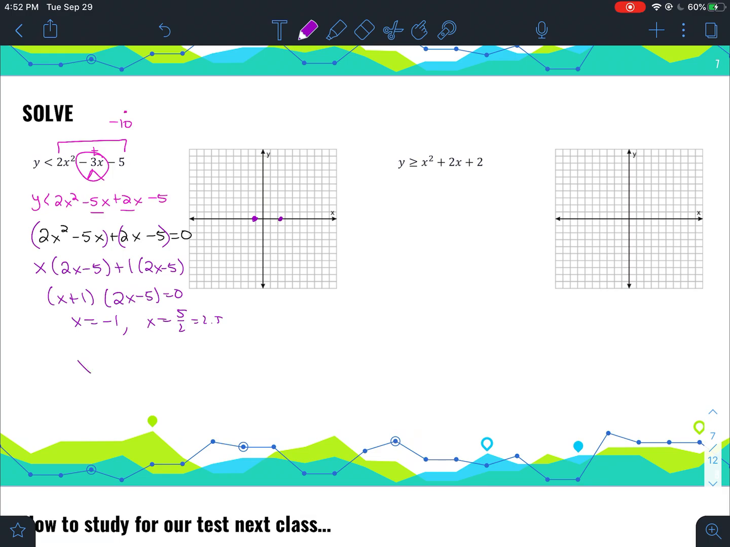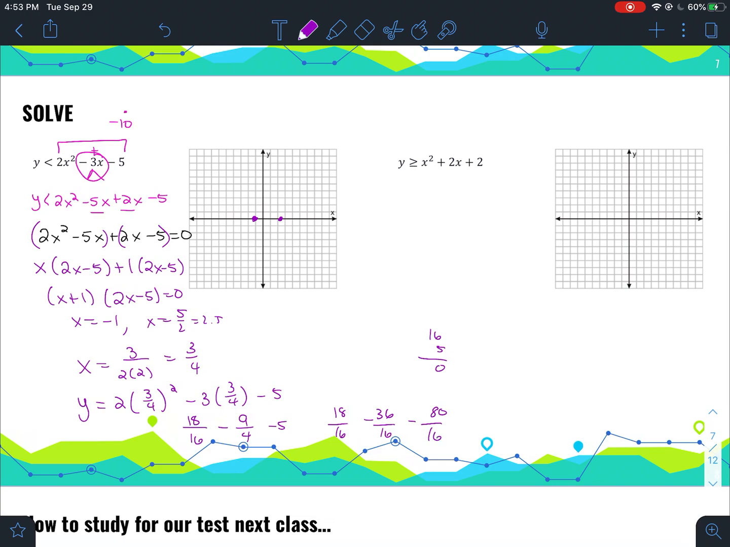And then to find the vertex of this parabola, the opposite of b over 2 times a, so it's going to be at 3/4. And then if I plug that back in to find the y-coordinate, it'd be 2 times 3/4 squared minus 3 times 3/4 minus 5. So this would be 2 times 9/16, so that would be 18/16 minus 9/4 minus 5, which is 18/16 minus 36/16 minus 16 times 5 is 80, so 80/16.